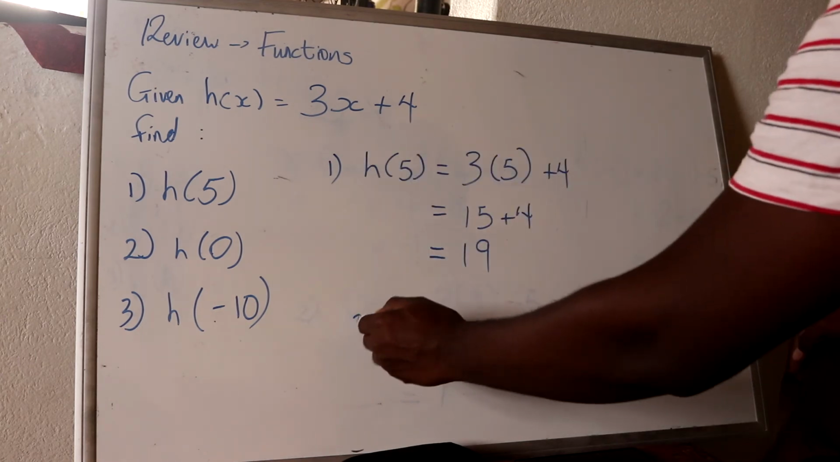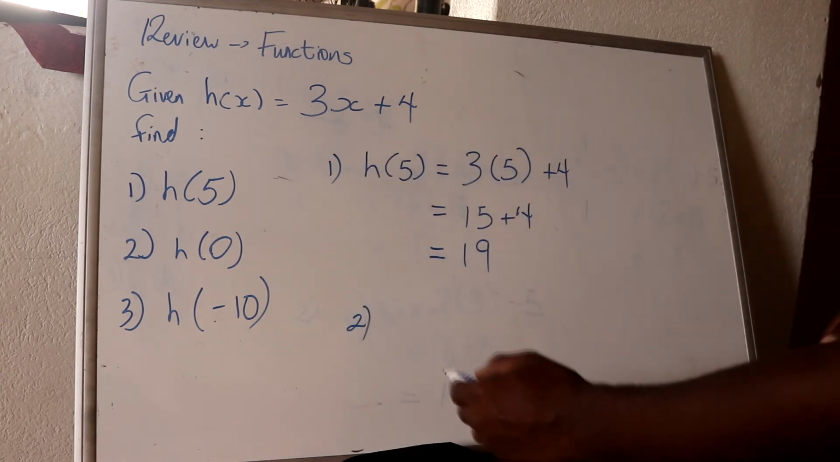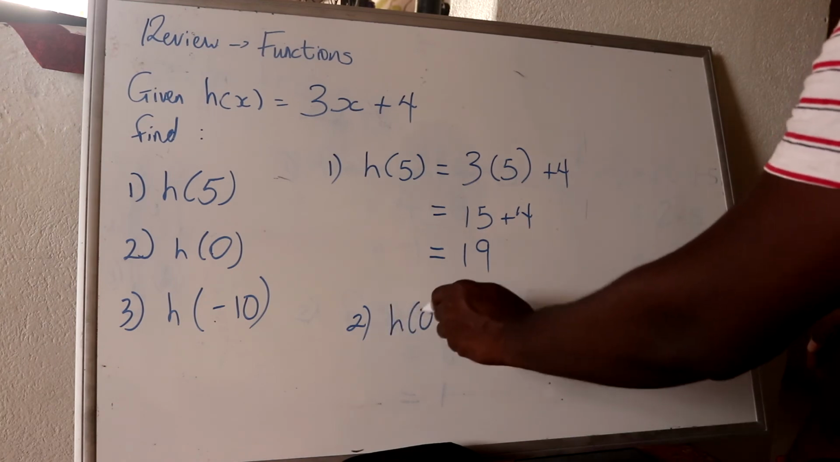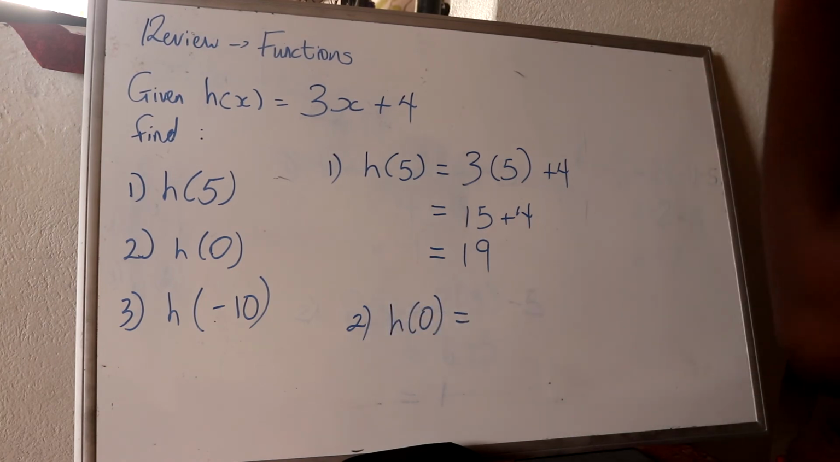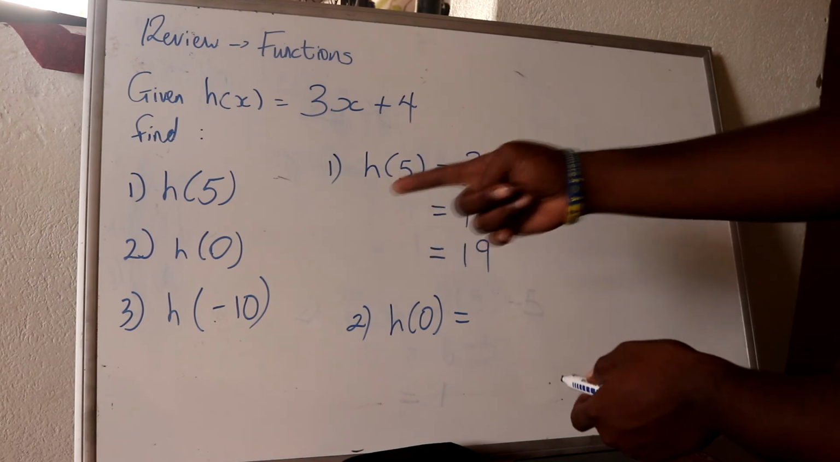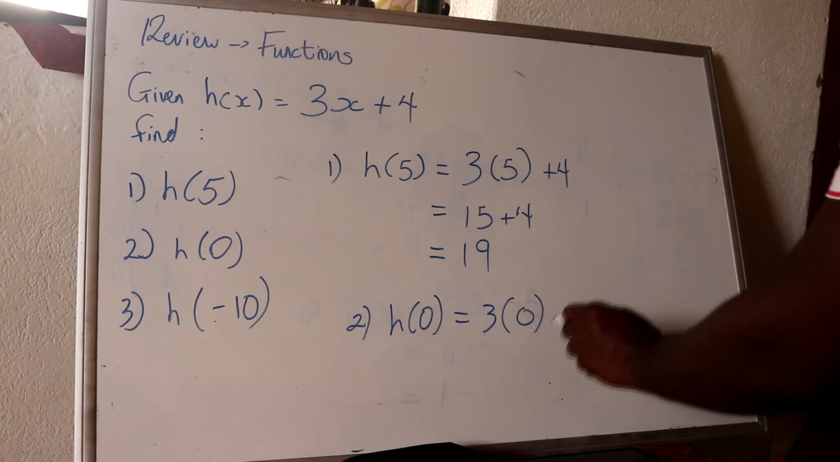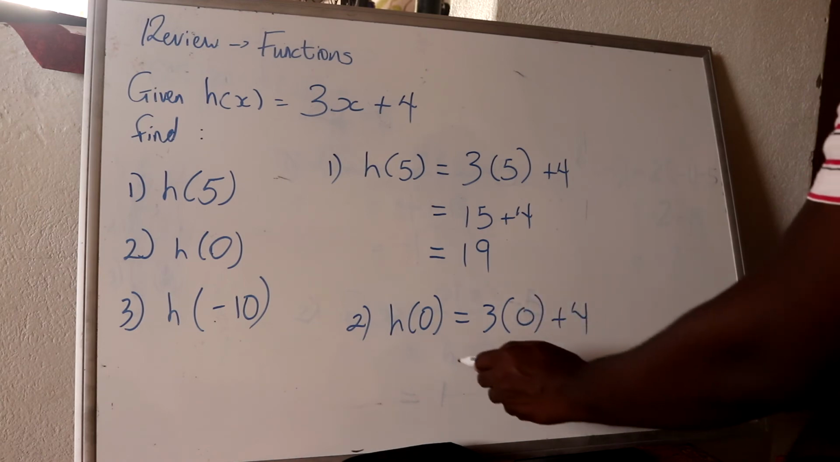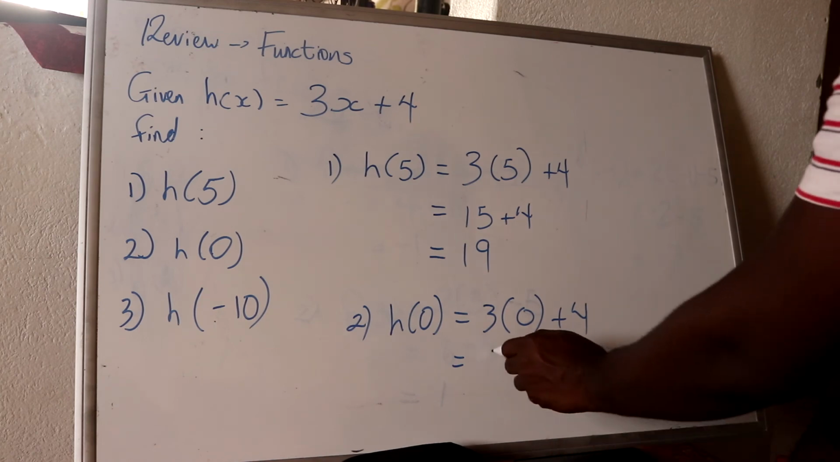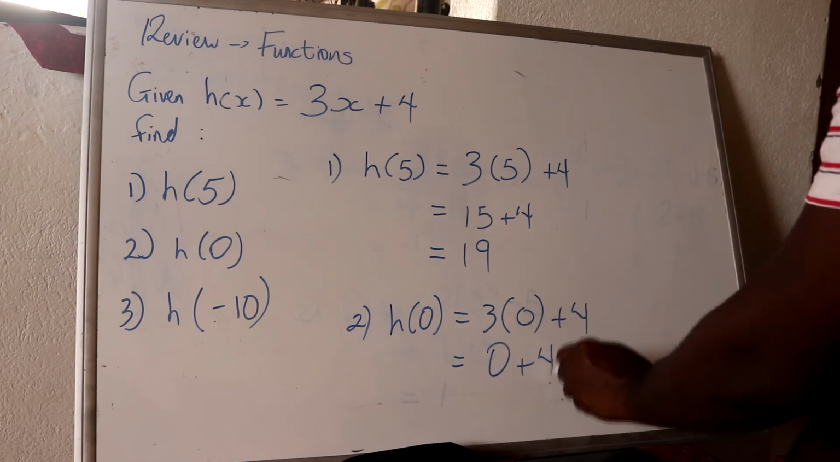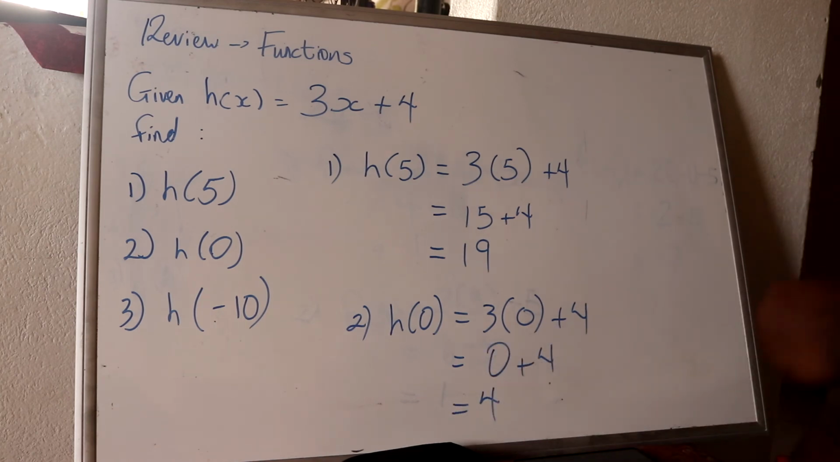Number 2, we have h of 0. Whenever we see an x again, we replace it with the input. The input this time is 0. So it's going to be 3 times 0 plus 4. 3 times 0 is, well, 0, and plus 4 will give us 4.